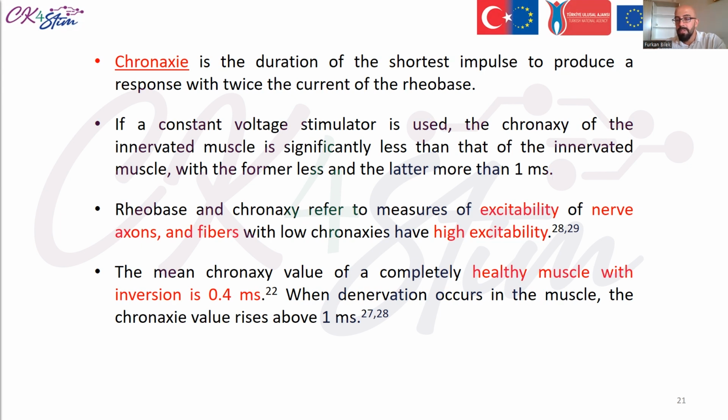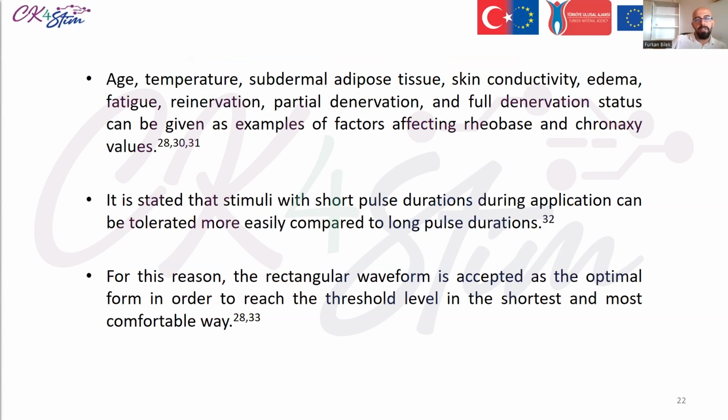Rheobase and chronaxie values reach higher values than the normal range in case of injury to the peripheral nerve that is large enough to cause denervation. The mean chronaxie value of completely healthy muscles with innervation is 0.4 millisecond. When denervation occurs in the muscles, the chronaxie values rise above 1 millisecond. Age, temperature, subdermal adipose tissue, skin conductivity, edema, fatigue, regeneration, partial degeneration, and full degeneration status can be given as examples of factors affecting rheobase and chronaxie values.